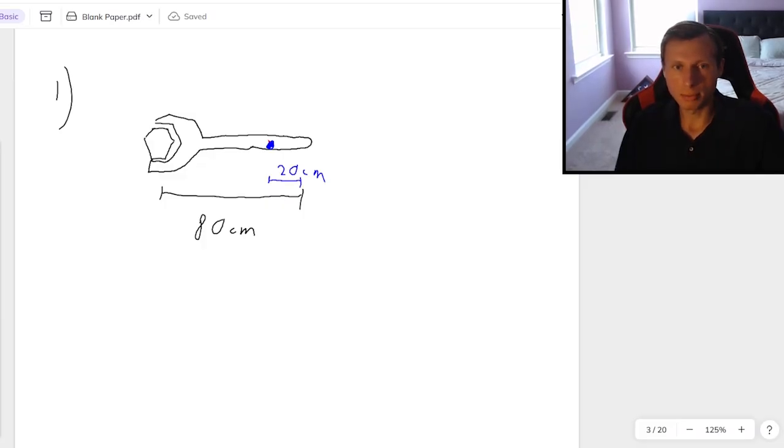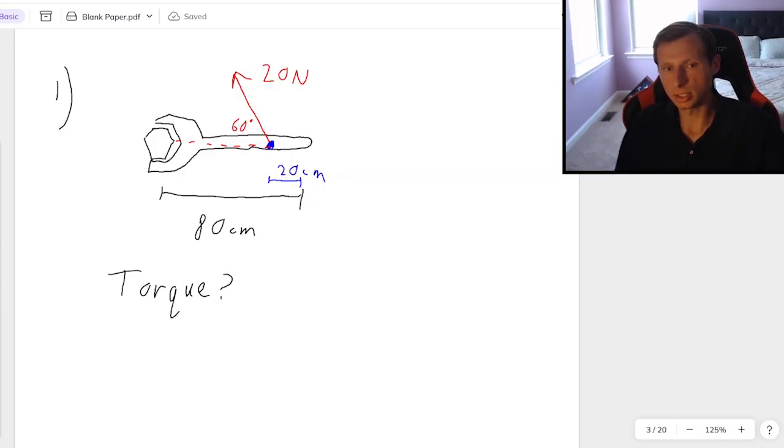And I am going to be applying a force such that it forms an angle right here of, let's say, 60 degrees. And the force, let's say it's 20 newtons. So my question is, what is the torque I am applying to this wrench? So let's see how I'd solve this. Torque equals F R sine theta.